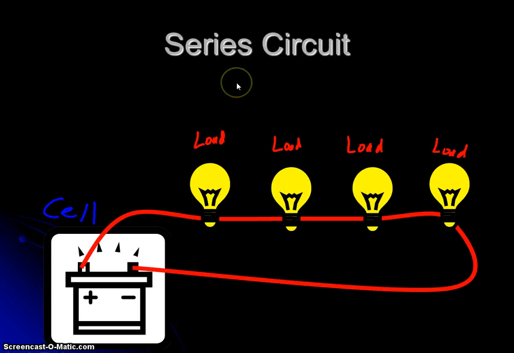This is an example of a series circuit. Here we have our power source, which we also call the cell. And then here is our circuit, right? Here's our wire for our path. These are our light bulbs. We call these the load, where the work is done. Should be familiar. And you see they are all in a straight line, right? Only one path for these electrons to flow.